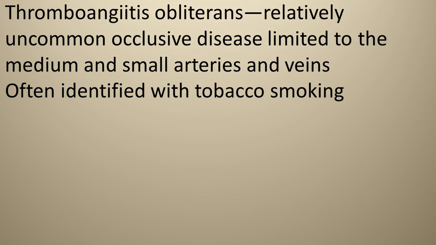Okay. As you can see, very much identified with people who smoke. Less commonly, veins are involved, and it can also be an autoimmune or more of a hereditary disease. It extends into the tissues around the vessels, resulting in fibrosis and scarring. Okay. That's what we mean by Buerger's disease.